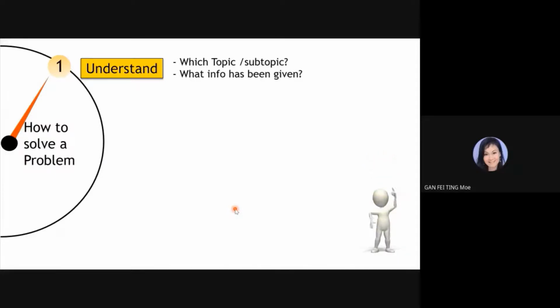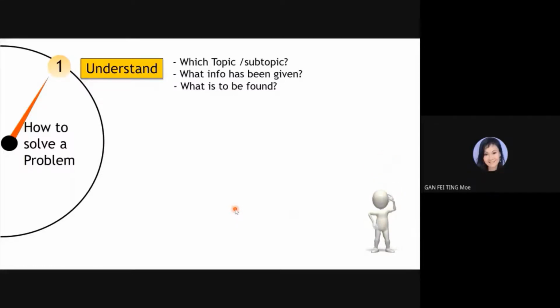Look for the information. What are the keywords given to you? Okay, fine, you got the keyword. Then go for what is to be found. What does the question want from you? Okay, these are the three things. If you understand this, if you can label these three parts, it means that you have understood the given question.